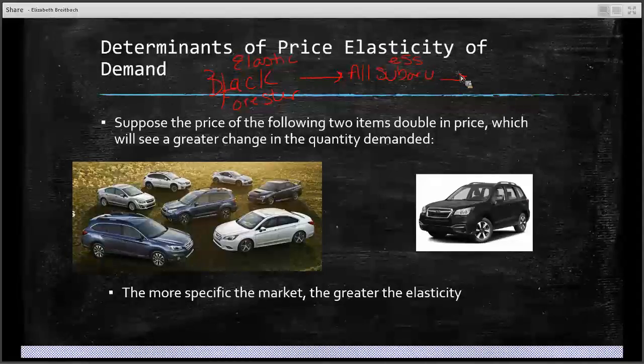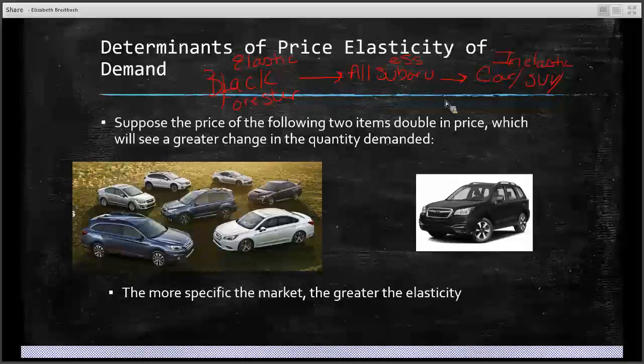And then as we move over and just look at the car market in general, or the SUV or the crossover, whatever you want to say, that if we're in the market for that type of a vehicle, it's going to have the least out of these three categories. It's going to have the least elastic or the most inelastic demand. Okay, so as we make our statement more broad, or we get a broader category, that's going to make our demand more inelastic, because I don't have many options.